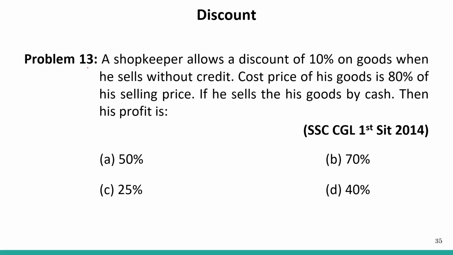Okay, so let's see problem number 13. A shopkeeper allows a discount of 10% on goods when he sells without credit. Okay, so cost price of his goods is 80% of his selling price. So if he sells his goods by cash, then his profit is what? This question has appeared in SSC CGL first sitting 2014 paper. So is it option A, B, C or D? Let's figure out which among these four is actually correct.